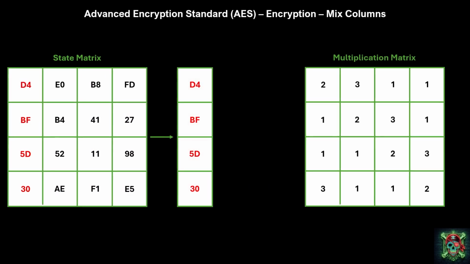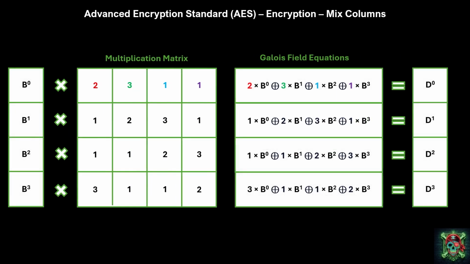Step 3 of the round is MixColumns. For this step, we take the first column of the state matrix and isolate it. This is then multiplied against the first row of the multiplication matrix. This is by far the most complicated step of the round, so let's break it down. Consider it in general terms first, where each byte of our first column is represented as B0 through to B3. We then have our multiplication matrix, which includes only the values of 1, 2, and 3, and the order remains constant.